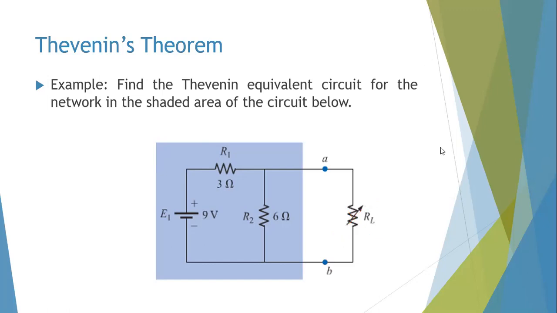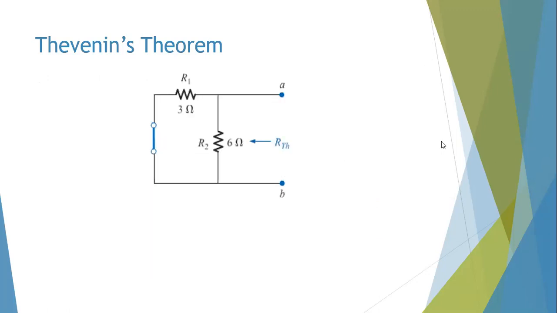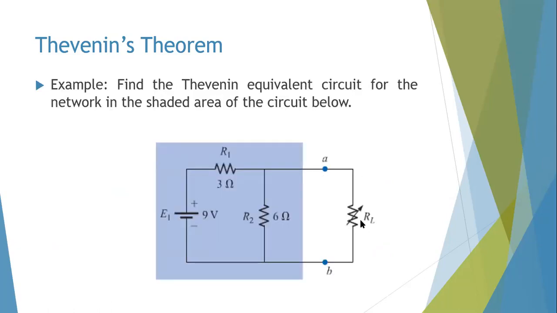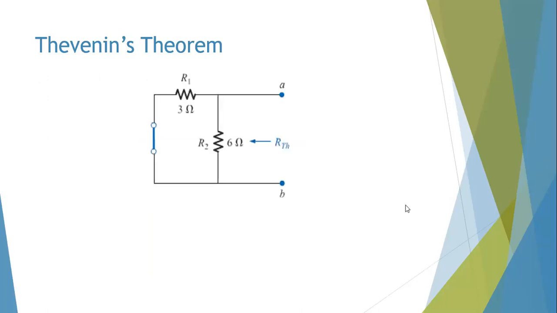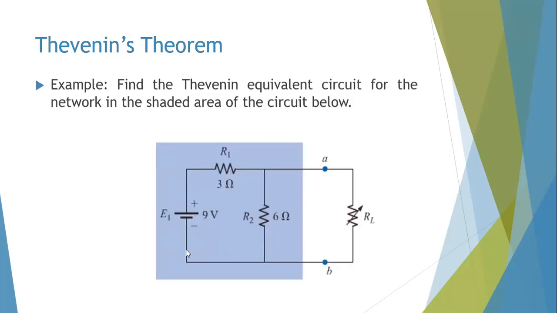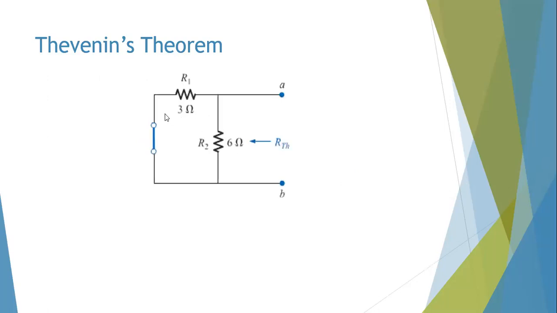These are the steps in the first slide. In this case, we've done step one: take this off and label the terminals A and B. The next step is to find RTH. To find the Thevenin equivalent resistance, like we said, you have to remove all sources. In this case, we had one voltage source here, so we have to short circuit it.